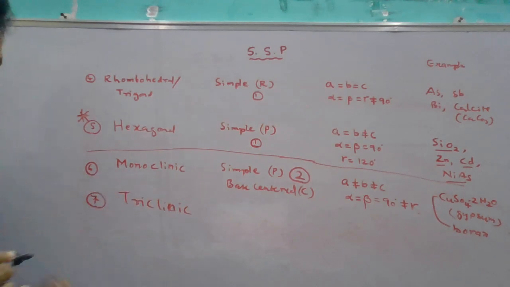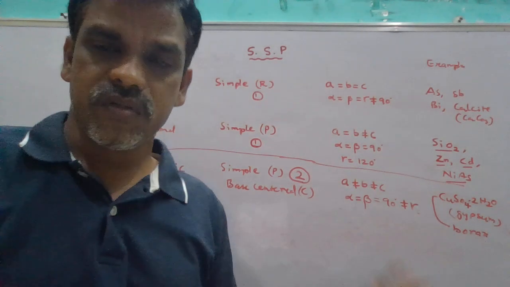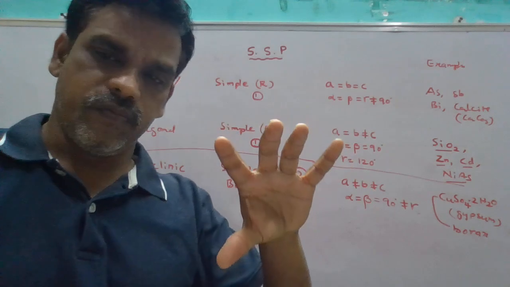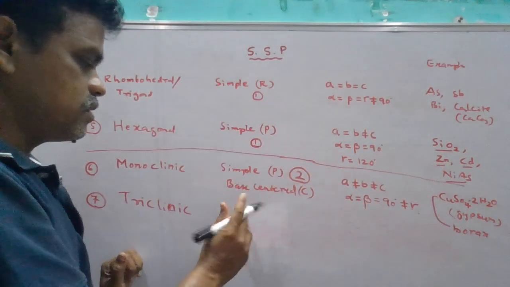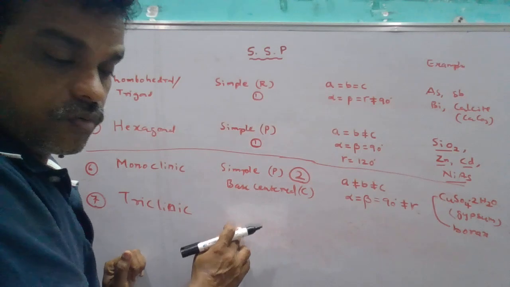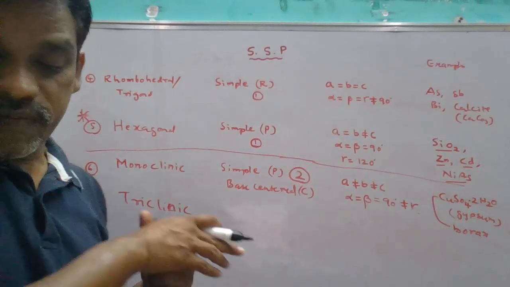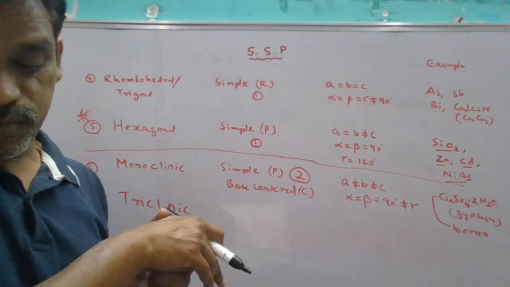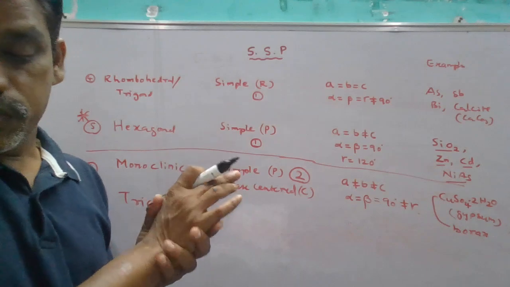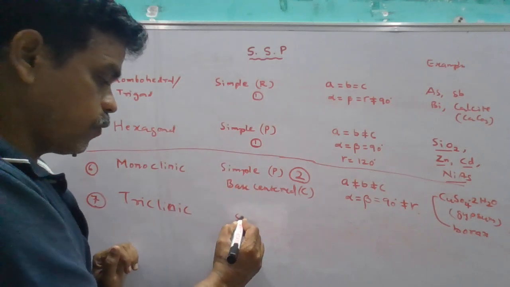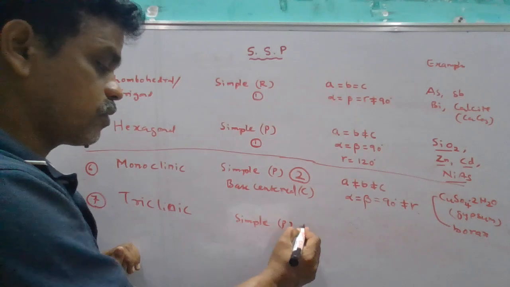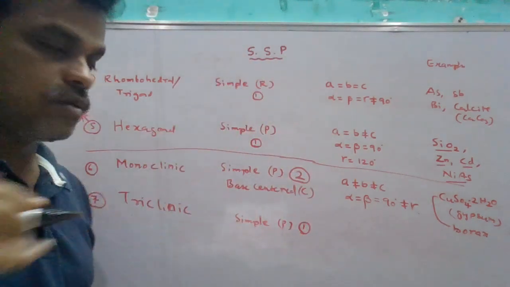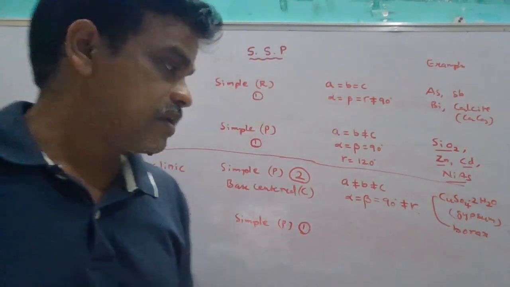Triclinic. This is the last system. Triclinic means every edge length and every angle are all unequal. First of all, we have to discuss Bravais lattices. For triclinic, there is only simple triclinic. Only one Bravais lattice exists.